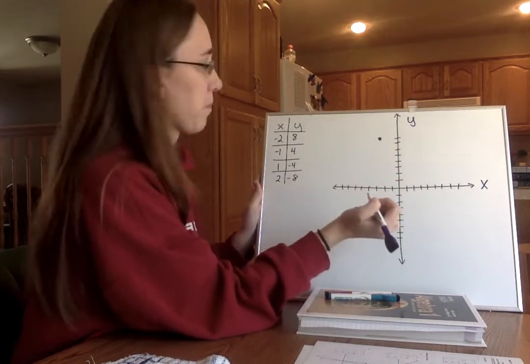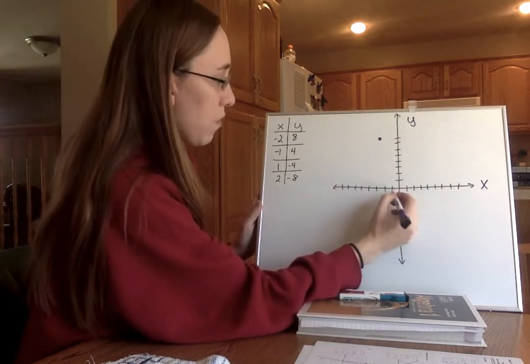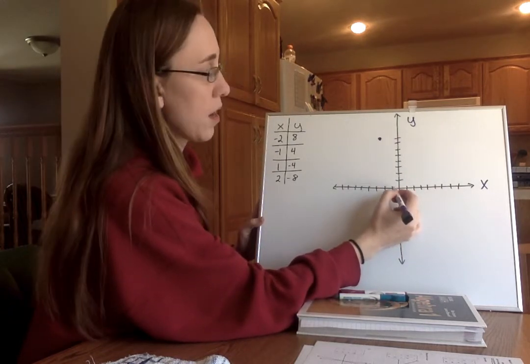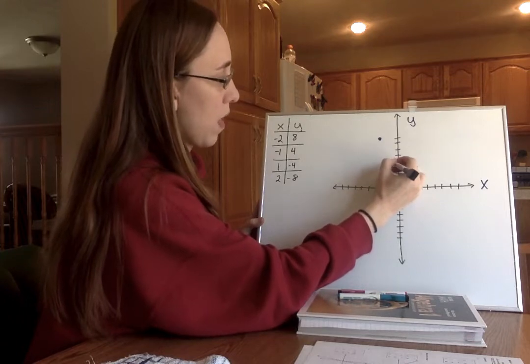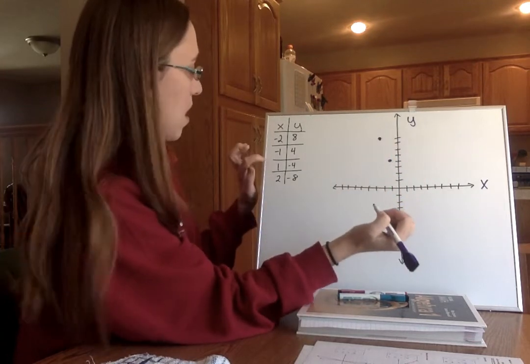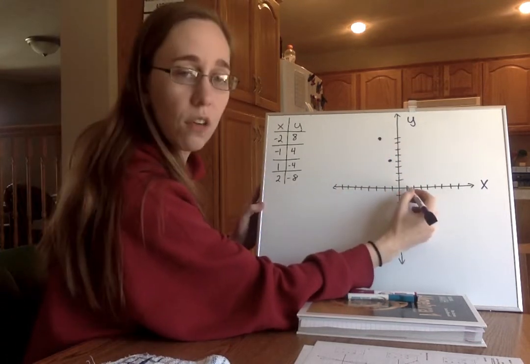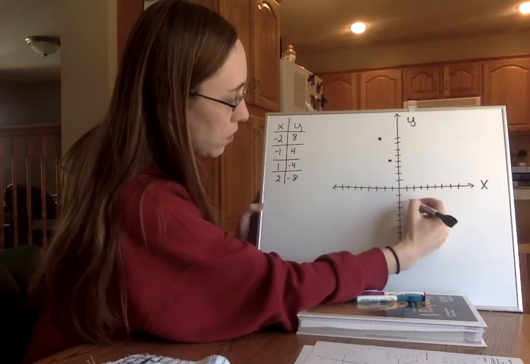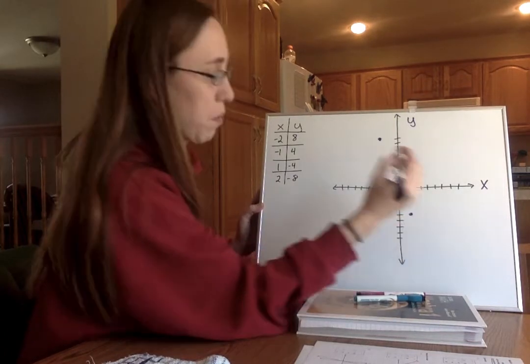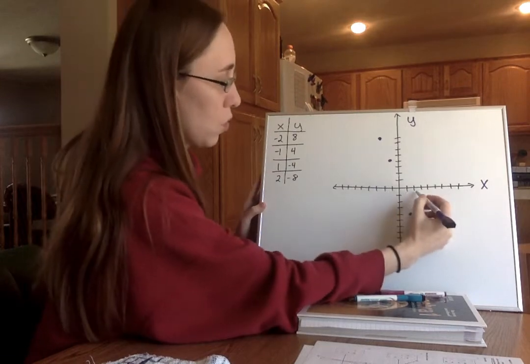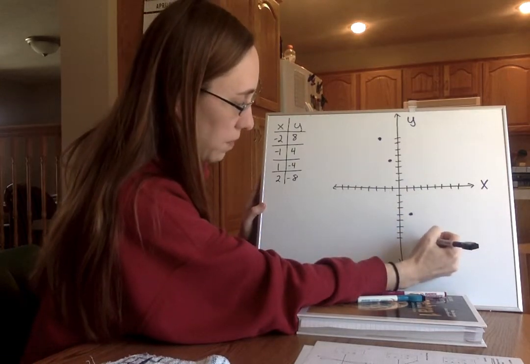And we put a dot. -1, 4, we go left 1 and then up 4 and put a dot. +1, that's going to the right, and then -4 goes down 4, and we put a dot. And last we have 2, -8.